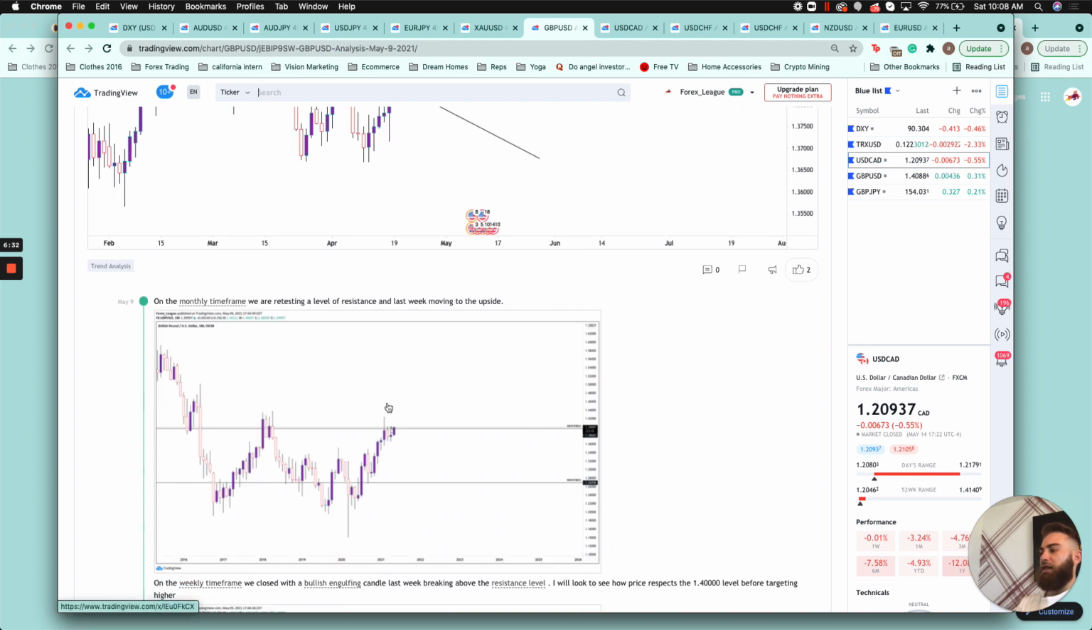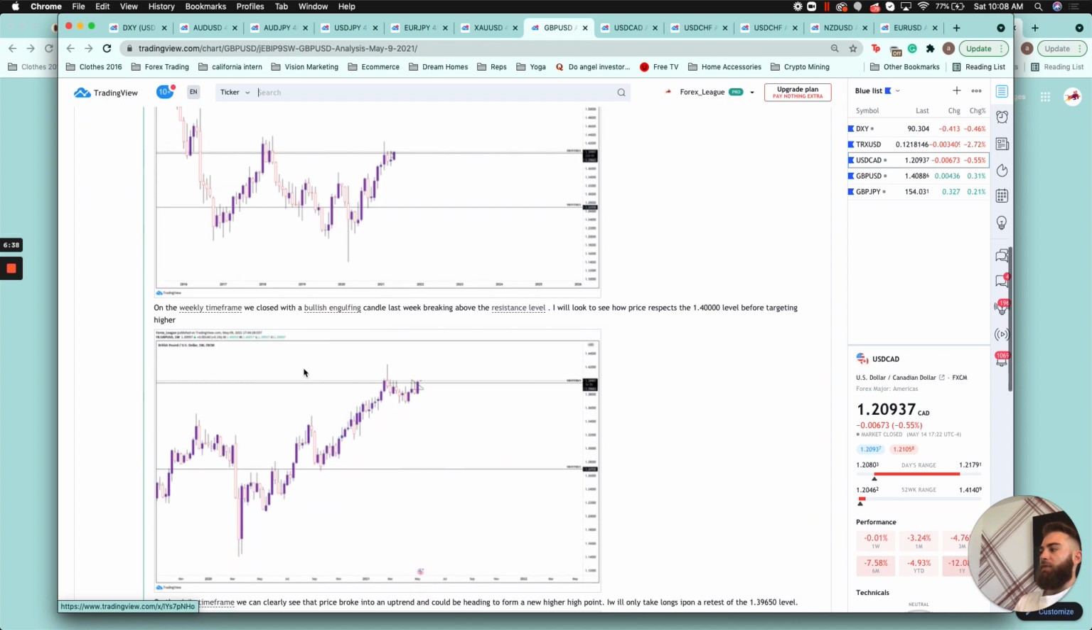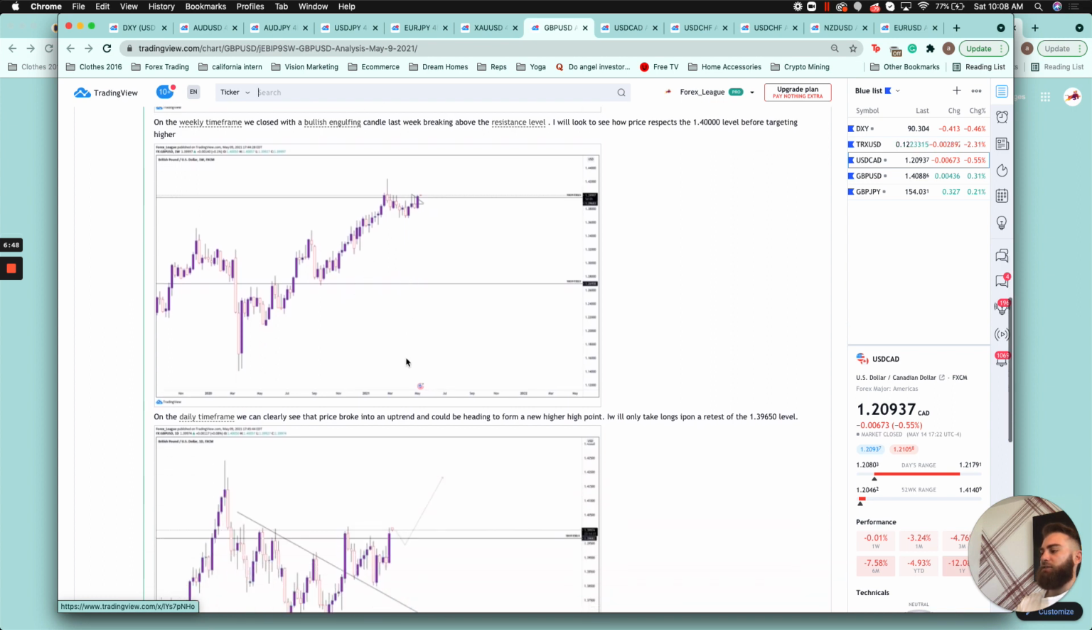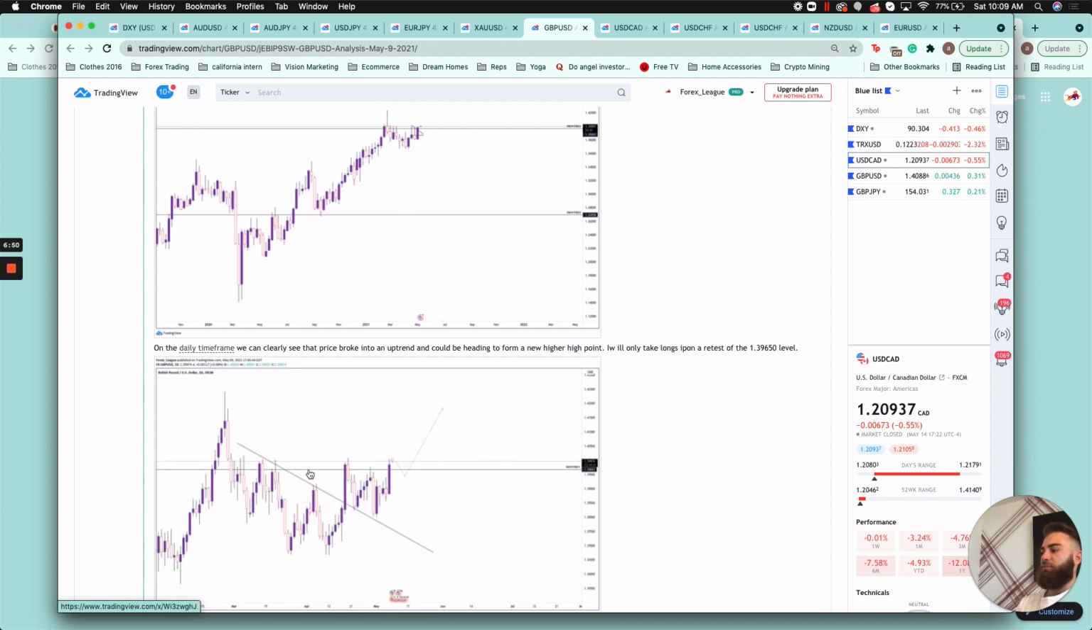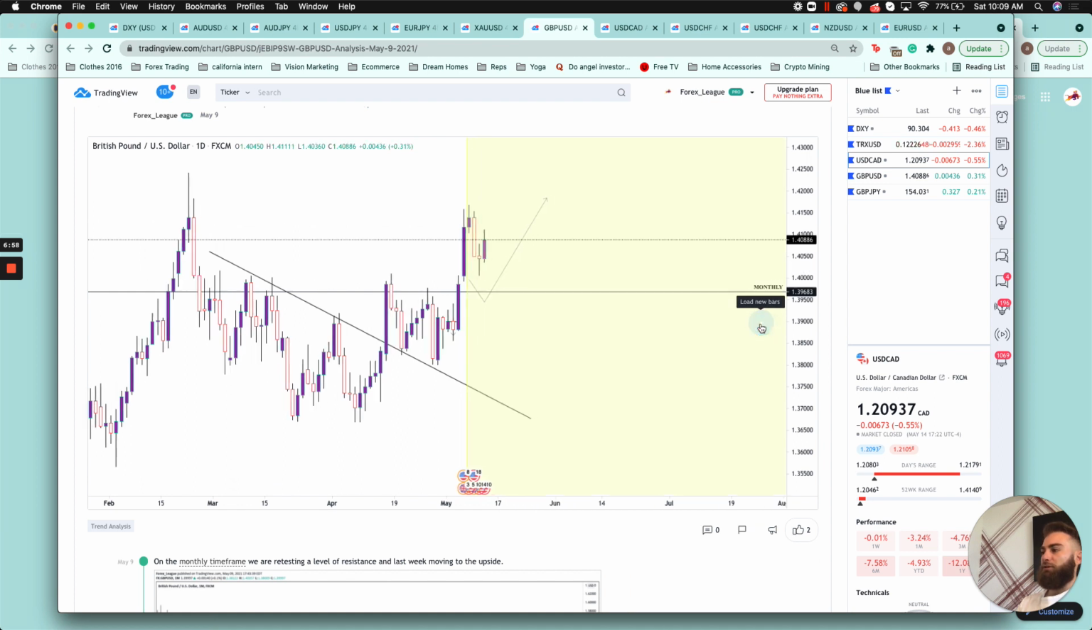So I did an analysis on every single time frame. We had resistance on the monthly, as we can see here. On the weekly time frame, we had this resistance showing as well, but we had this bullish engulfing into the resistance level, so showing some signs of continuing this bullish trend. And then the daily time frame broke into a bullish trend, as we can see here. So I was looking for a retest of this main support level before going long.